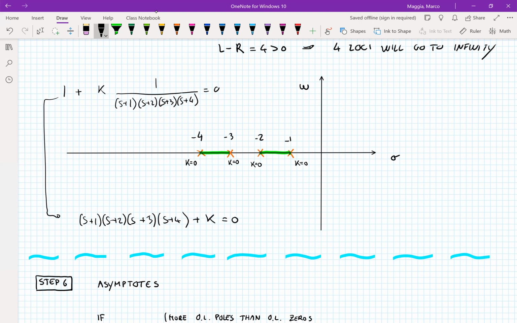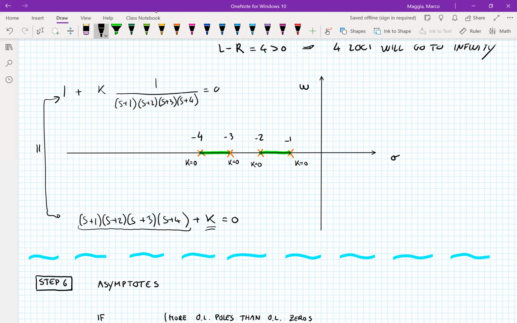This is equivalent. So if you use k equals 0, then you have to solve (s plus 1)(s plus 2)(s plus 3)(s plus 4) equals 0. And so the four roots are the four closed loop poles, and they coincide with the open loop poles, -1, -2, -3, -4.